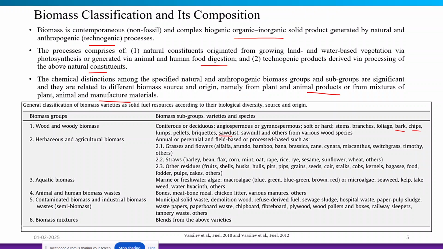So even sawdust, sawmill. These kinds of examples, whatever I am giving, the compositions are not the same. When you do the analysis of the bark and the analysis of the stem, those compositions are hugely different. I mean the compositional percentage, I'm talking about contribution. The compositional percentage is highly different. Even the softwood and the hardwood, this variety I have presented in the further slide.